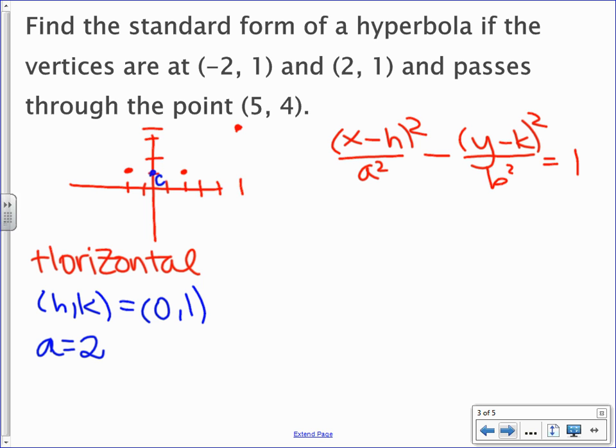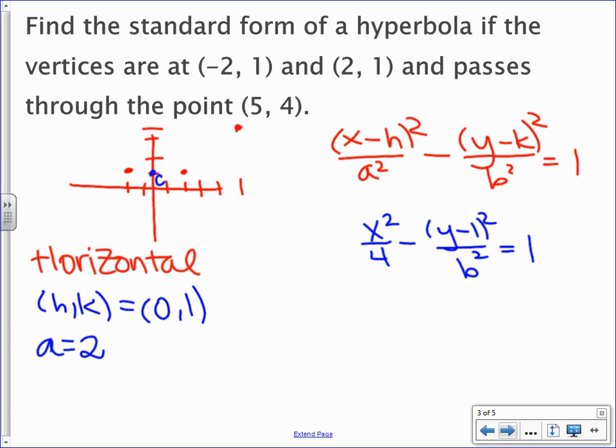Okay. Right now, can we tell anything else? Can we identify C or B? Do we know our asymptotes? Okay, so I'm going to go ahead and put this information in. (x minus h) squared over a squared minus (y minus k) squared over b squared, that we don't know, equals 1.